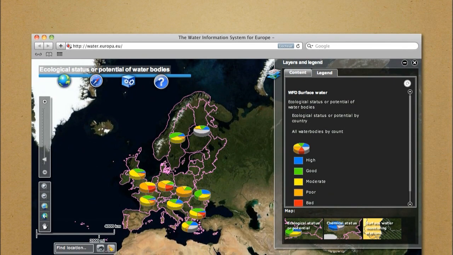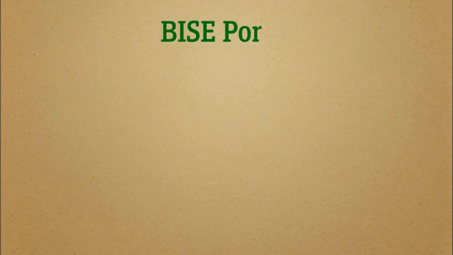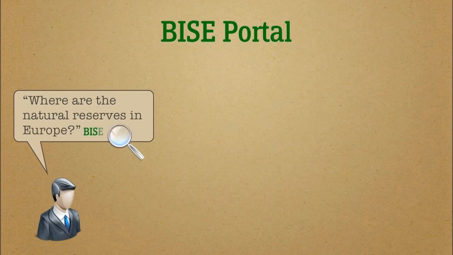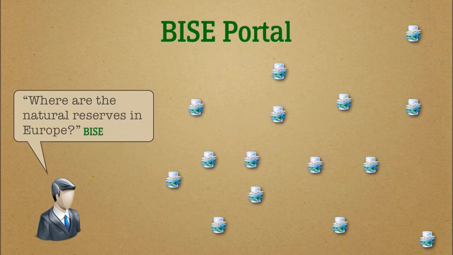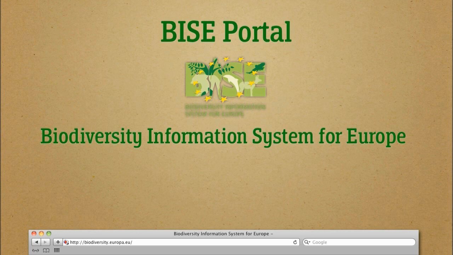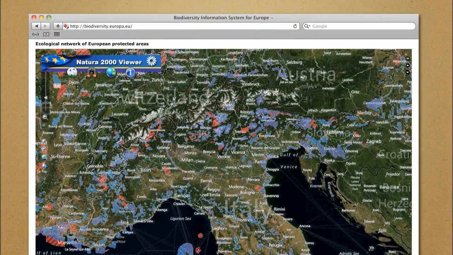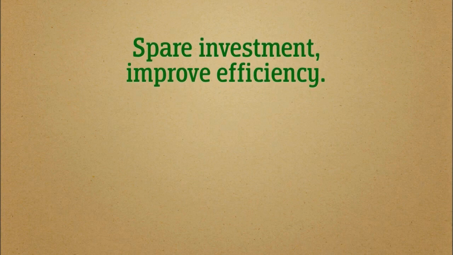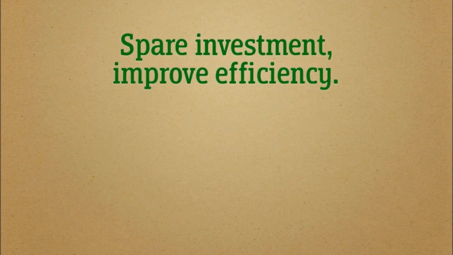The same thing happens when a user asks the Biodiversity Information System for Europe, BISE, where are the natural reserves in Europe? The answer to this question is also generated as a map on the BISE data portal. With these two examples, we see how SDIs help in answering specific end-user questions through retrieving on-demand persuasive maps with up-to-date information. This represents a much more efficient way of spending public money, especially in a time of repeated national debt crises.